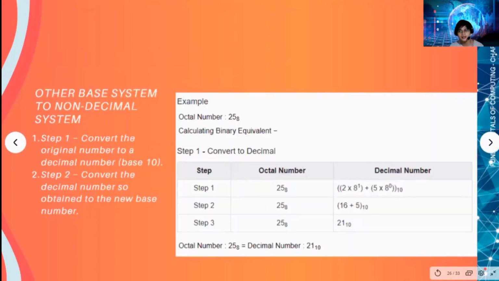So other base system to non-decimal. Step 1 is you need to convert the original number to a decimal number. Okay? And then convert the decimal number to obtain the new base number. So let us say octal, you wanted to convert the octal to binary and not to decimal, sorry. So step 1, convert the original number to decimal base 10. Okay, so again, what is the base of octal? It's 8. You get the position 0, 1. So again, you multiply, then you add.